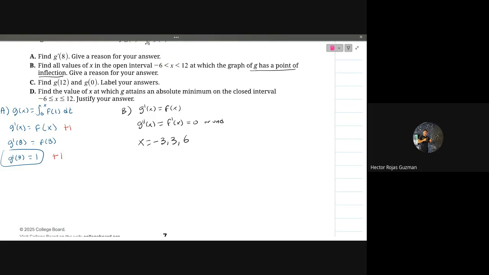And give a little statement why. Because the slope changes signs at x equals -3 and 3. And because the derivative is undefined at x equals 6. You get 1 point for the answer for the values, and you get 1 point for the statement.